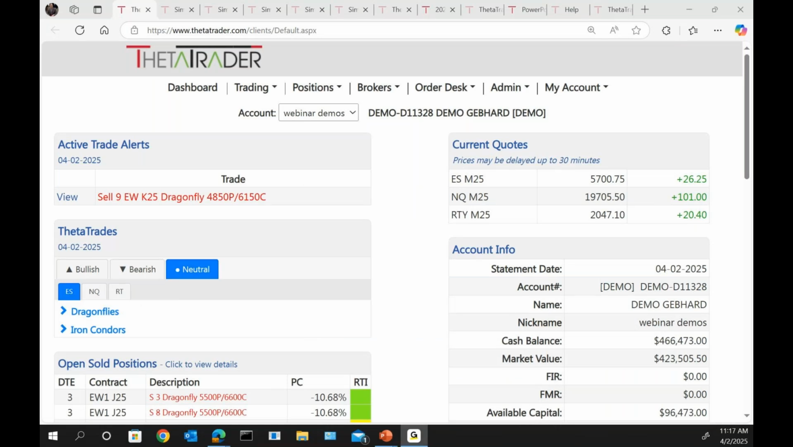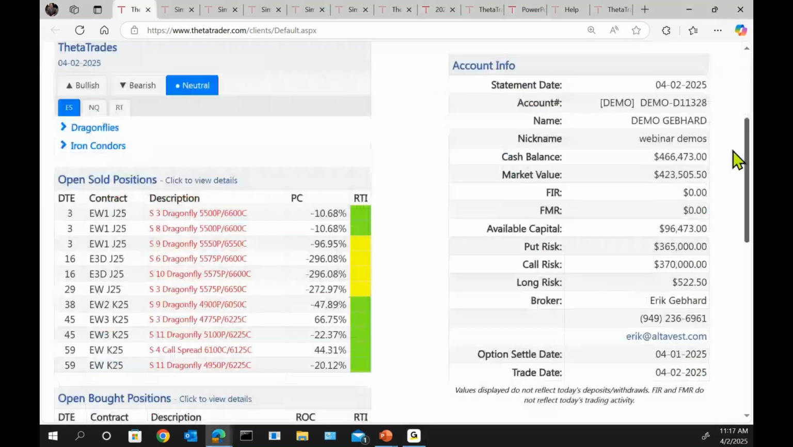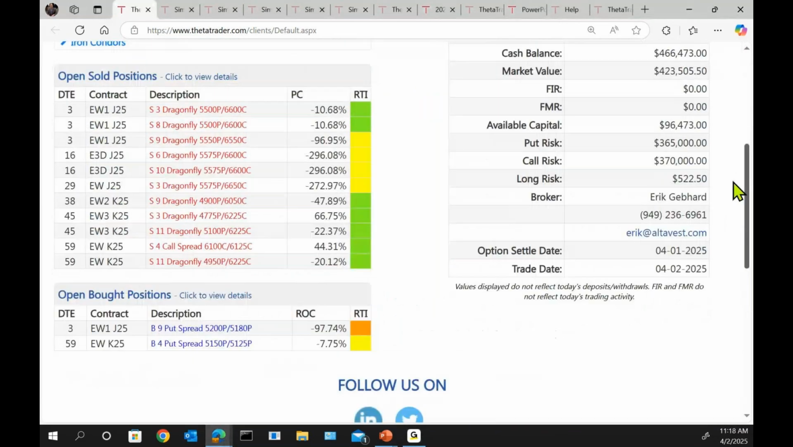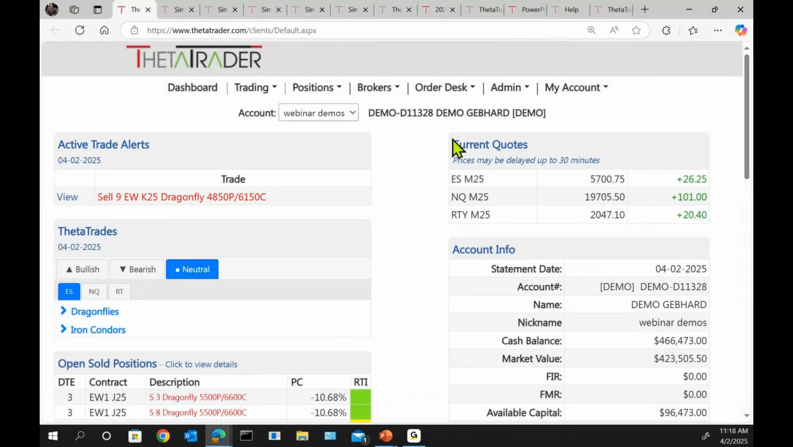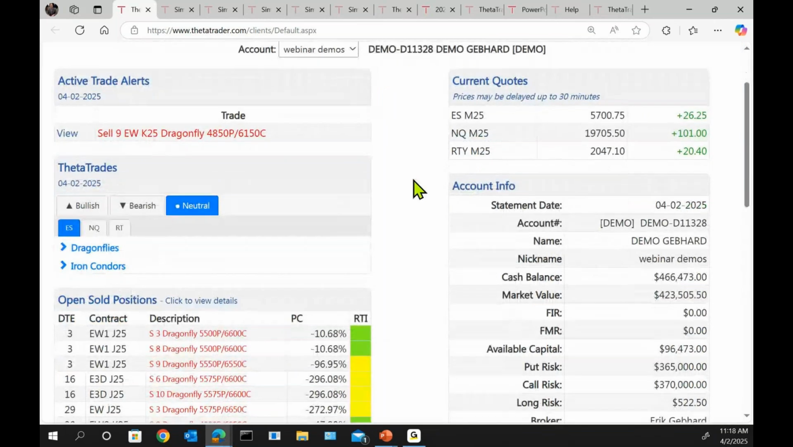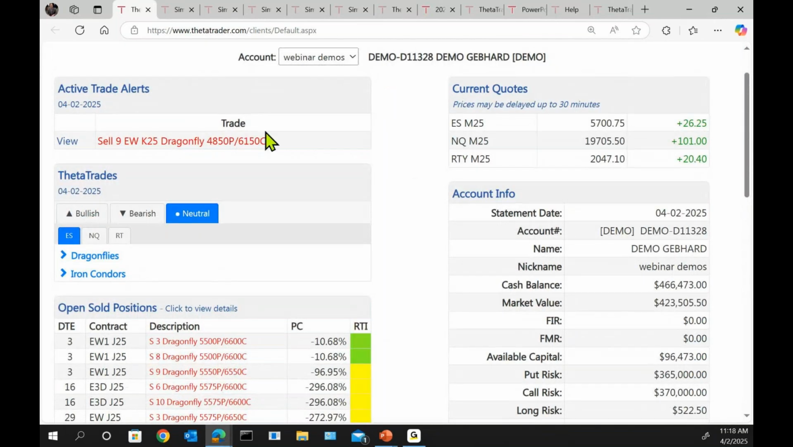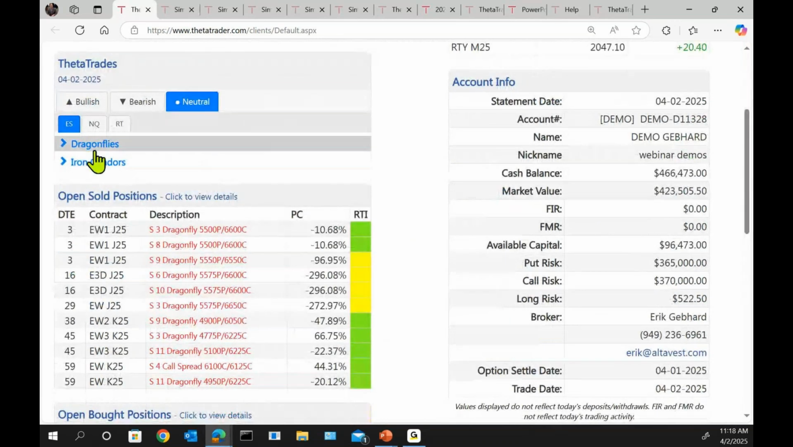All right, you are now looking at the dashboard for ThetaTrader. This is the demo account that I use for these presentations. And your real account will look almost identical, just a few different items along the menu here. But you notice here's an active trade alert, and I'll get to that in a moment. And here are the theta trades for today.